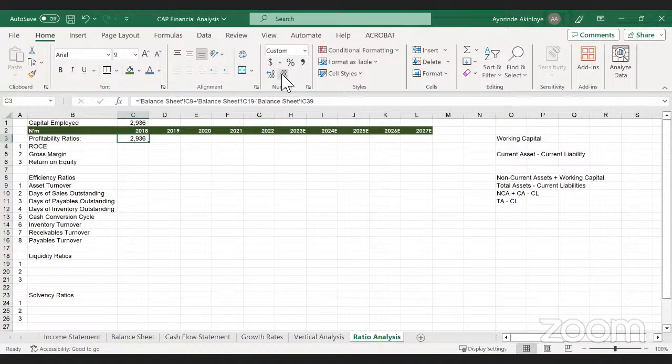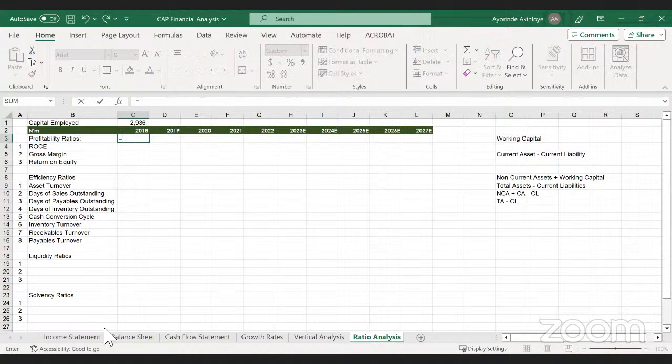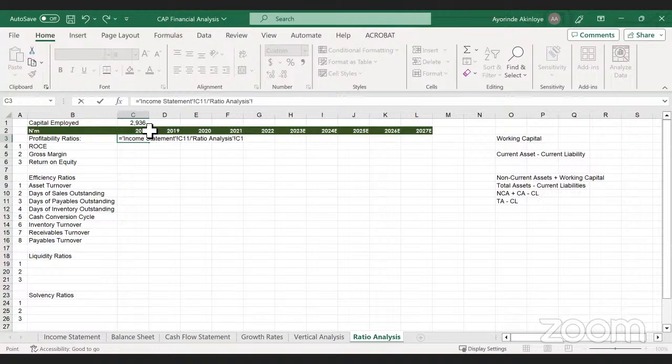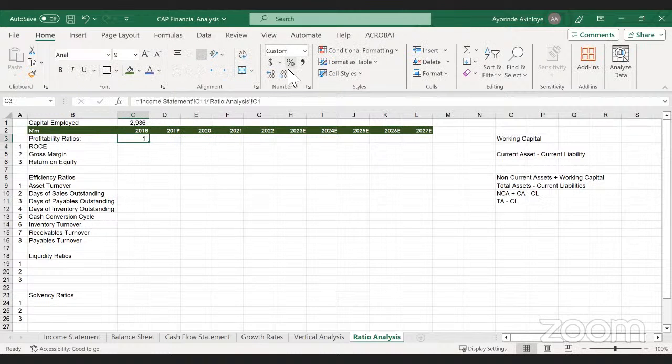I guess you understand at this point. So return on capital employed will now be operating profit, that's 2.285 billion, the operating profit of 2018, divided by our capital employed for 2018. And you have a return on capital employed of 78%. So you can just drag this across to 2022.